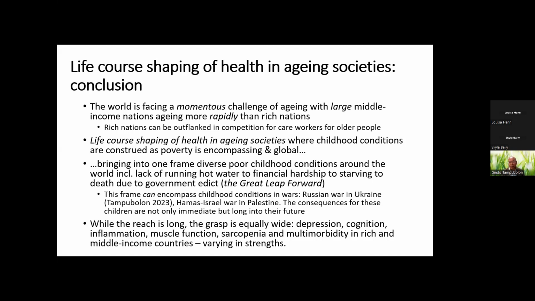This frame can encompass childhood conditions, including wars, the Russian war in Ukraine, which you can read about in the chapter that I mentioned earlier, including the Hamas-Israel war in Palestine today. The consequences for these children are not only immediate, but, as I have shown you in the last half an hour, long into their future. While the reach is long, the grasp is equally wide: depression, cognition, inflammation, muscle function, sarcopenia, and multimorbidity in rich and middle-income countries, varying in strength.